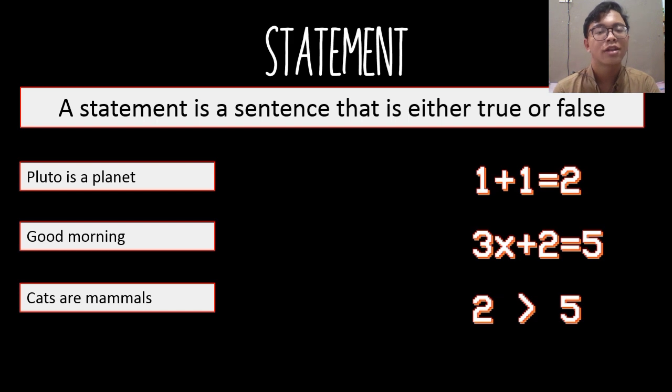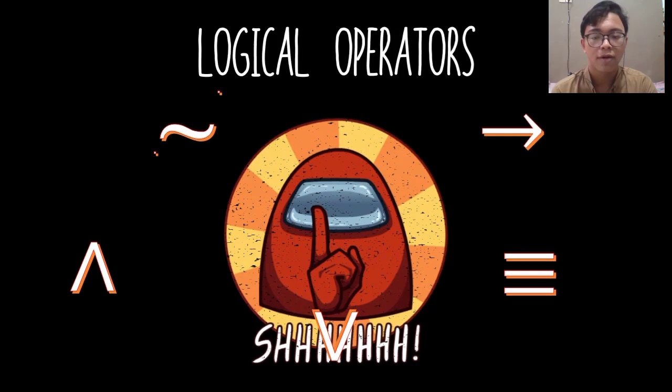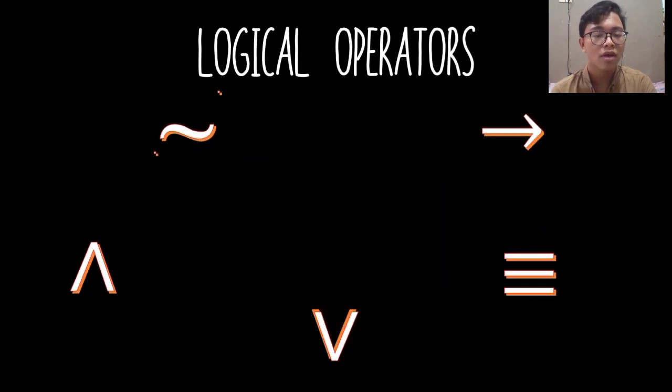And finally, 2 greater than 5. Of course, this is a statement because we can determine the truth: 2 is less than 5, so "2 is greater than 5" is false. Now that you know what a statement is, we learn the operators of mathematical logic, which we call logical operators. Look at the slide. Have you ever seen these symbols? Next, we will learn what the use of these symbols is.